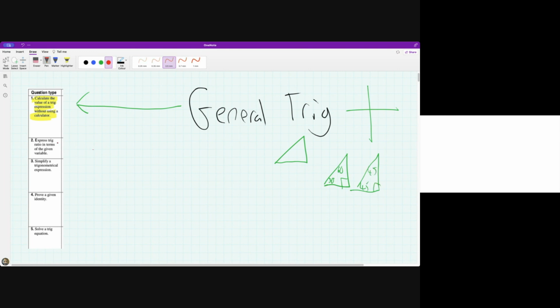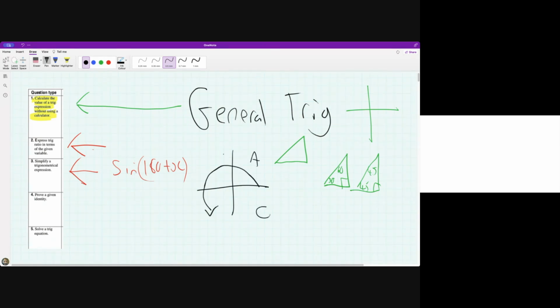Then there's also express trig ratio in terms of the given variable. And there's also simplify trig expression. So that will often involve things like you've got sine of 180 plus x. Do you realize that 180 plus x is in quadrant 3? In which case, in quadrant 3, tell me in the chat, is sine positive or negative in quadrant 3? Put your answer in the chat.